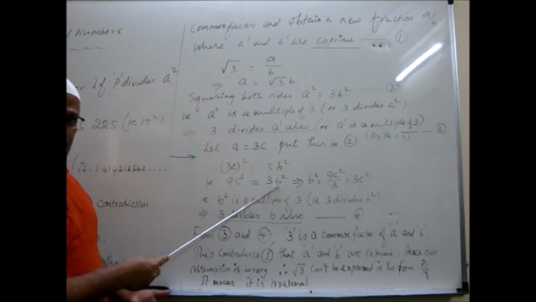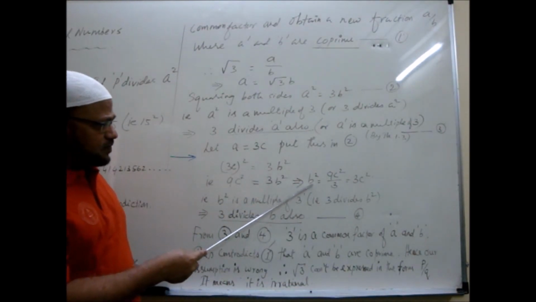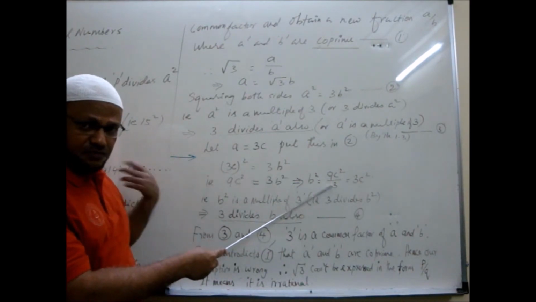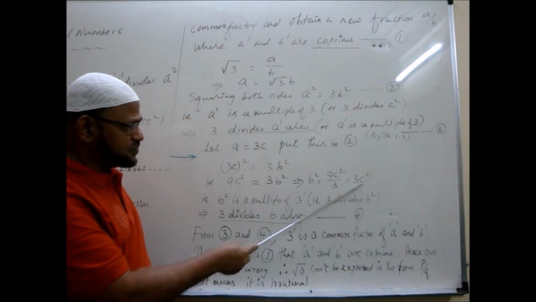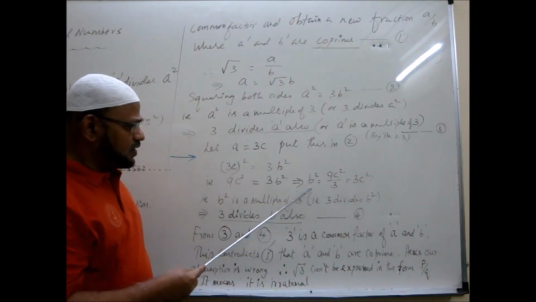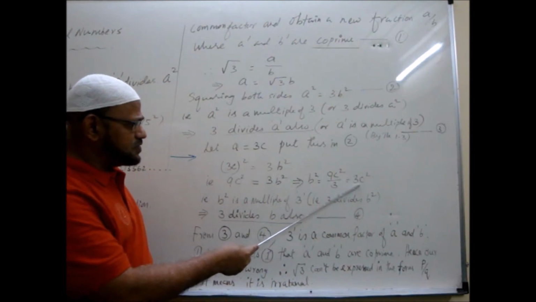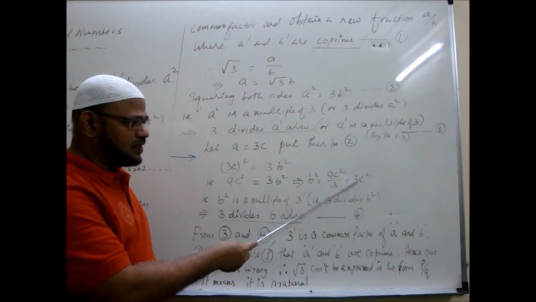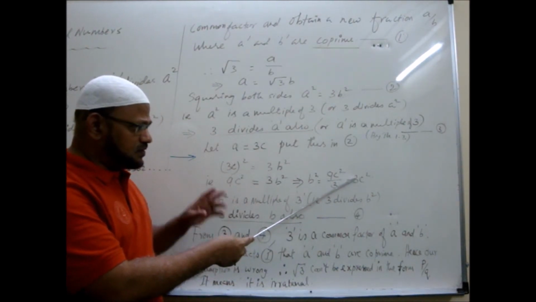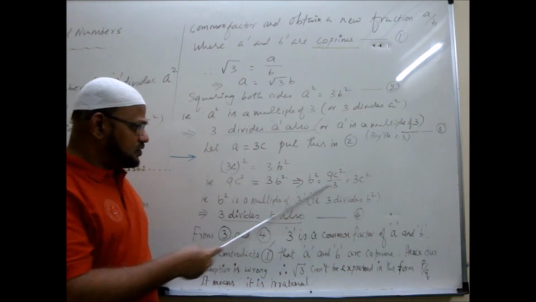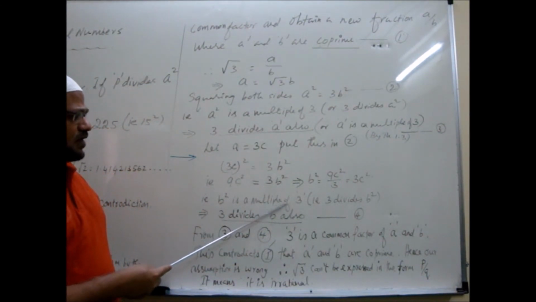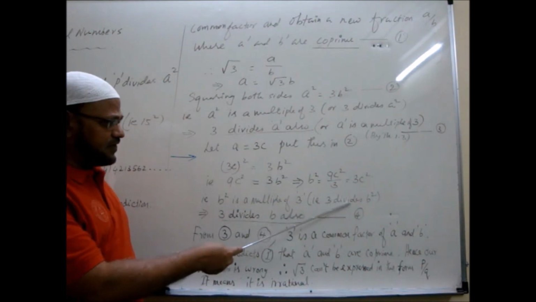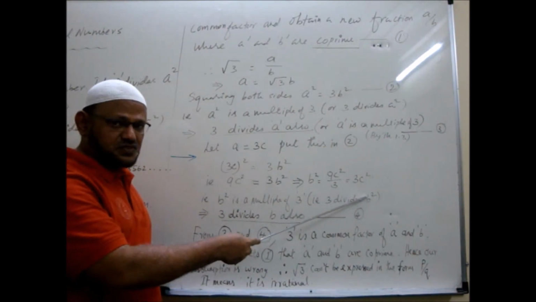Find out b square. If you transpose, b square is equal to 9c square by 3, which is 3c square after cancelling. So b square is equal to 3c square. What does it mean? B square is a multiple of 3, 3 times something. In other words, 3 divides b square.